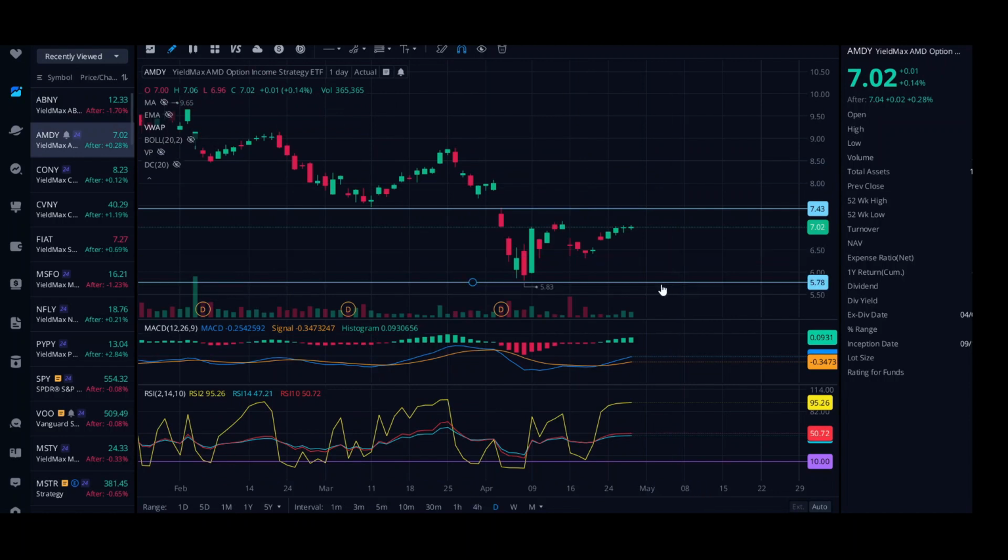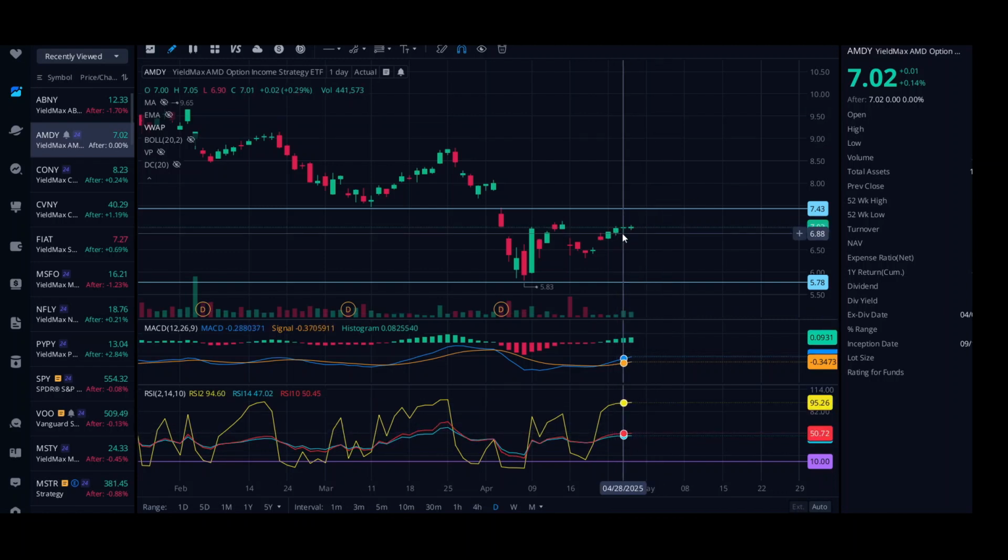AMDY, I've got a support line at roughly $5.83. I've got a resistance line here at around $7.43. Current price is $7.02, and just like ABNY, we are heading up. We do have momentum creeping up. The RSI 14 is at 47, so it's actually low on the RSI. And we still have green volume here with the up momentum, so we might see this RSI keep moving up some.